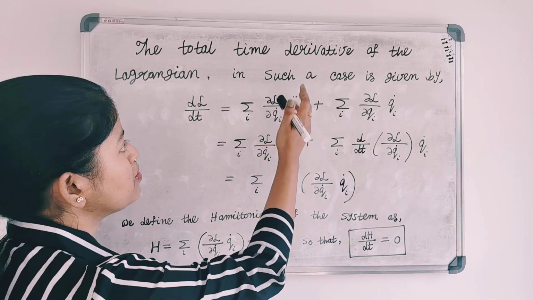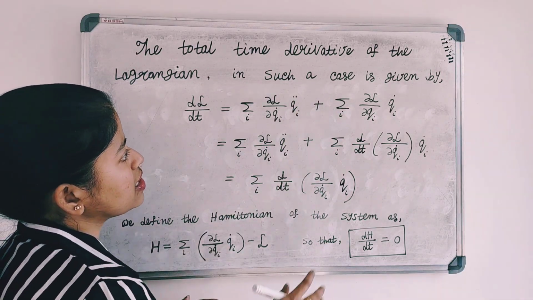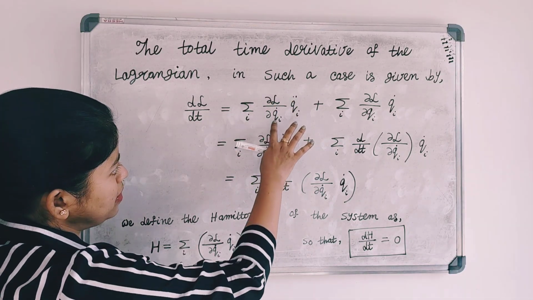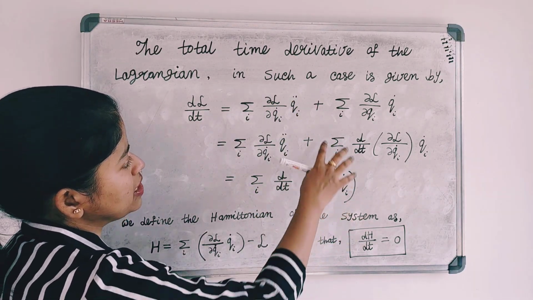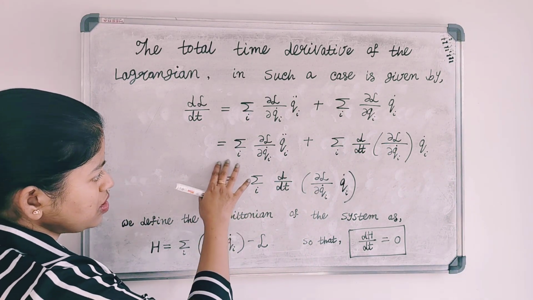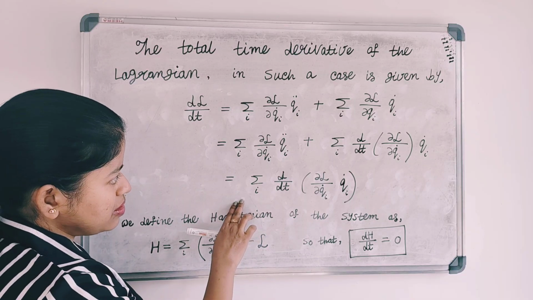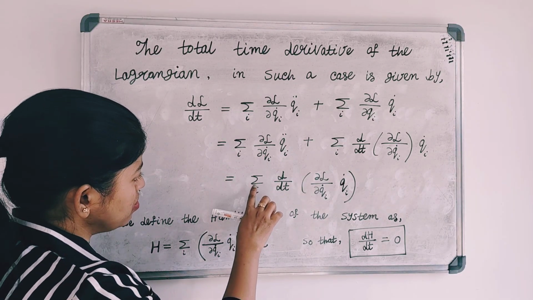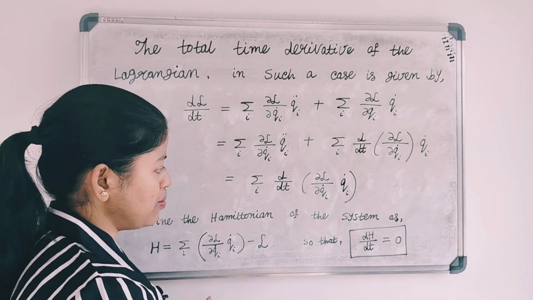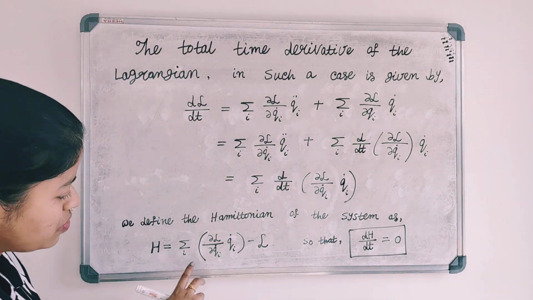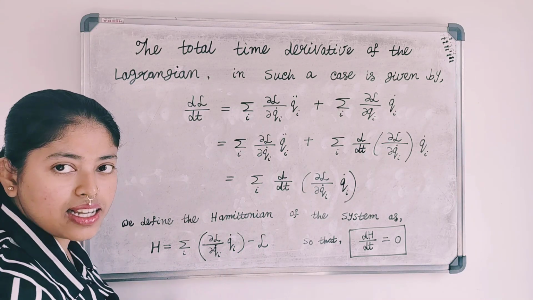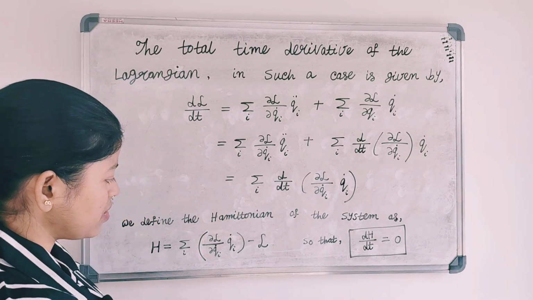Okay, now the total time derivative of the Lagrangian in such a case is given by dL/dt equals summation over i of ∂L/∂qi dot times qi double dot, plus summation over i of ∂L/∂qi times qi dot. We can simplify it in this way: summation over i of d/dt of (∂L/∂qi dot times qi dot) minus dL/dt equals 0. So we define the Hamiltonian of the system as H equals summation over i of ∂L/∂qi dot times qi dot, minus L. Here L is the Lagrangian. So dH/dt equals 0.